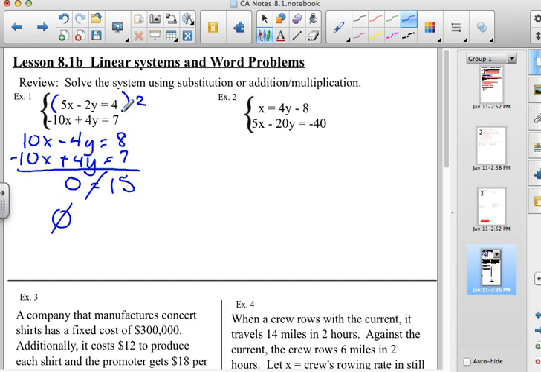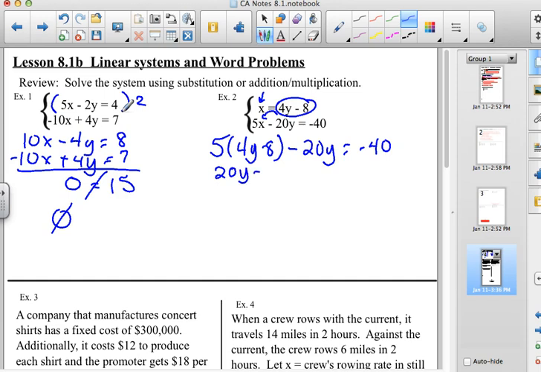Our second one is set up kind of for a substitution. We have a single variable here, so we can substitute in this for our x, which gives us this equation. 5 times 4y minus 8, that quantity, minus 20y equals a negative 40. Distributing, we get 20y minus 40 minus 20y equals negative 40. We have no more x's, but if we combine our y's, you'll notice they drop out, and we get the statement negative 40 equals negative 40.